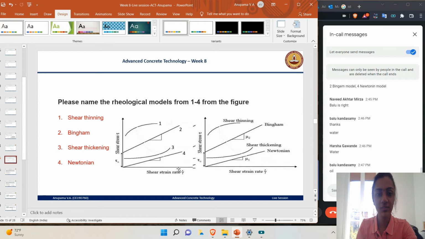So here from the figure it is evident that the first one is shear thinning, second one is Bingham, third one is shear thickening, and the fourth one is Newtonian. The difference between Bingham and Newtonian is that there is no initial yield stress in the case of Newtonian, whereas that is present in the case of Bingham. And the one which slopes down is shear thinning, and the one which goes upwards is shear thickening. Okay, so moving on to the next question.